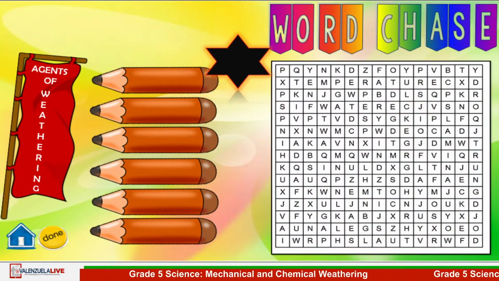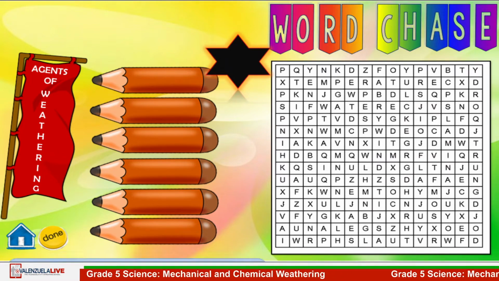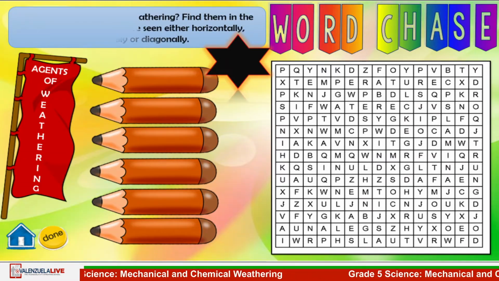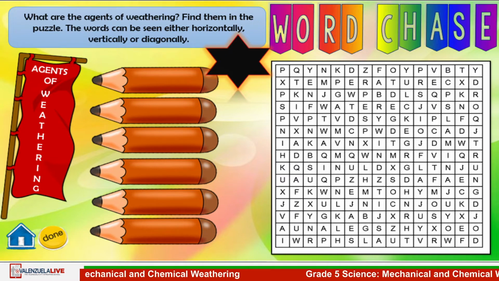Now let us have an activity. This is a word chase. I want you to find in the puzzle what are the agents of weathering. The words can be seen horizontally, vertically, or diagonally. I will give you 10 seconds to find them.